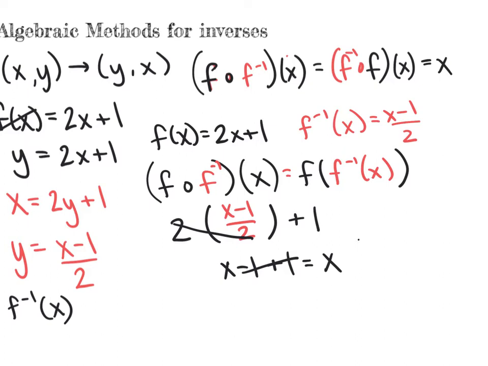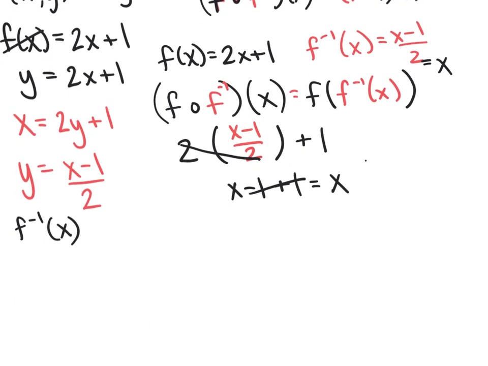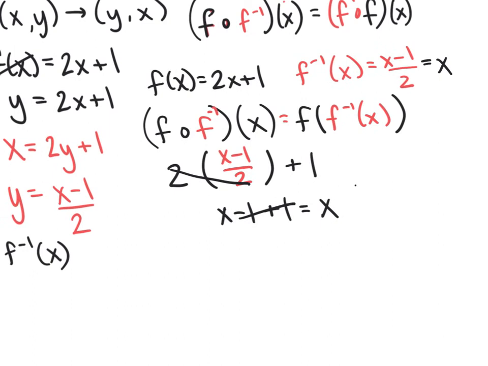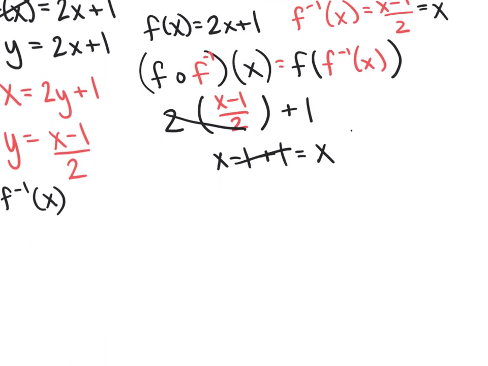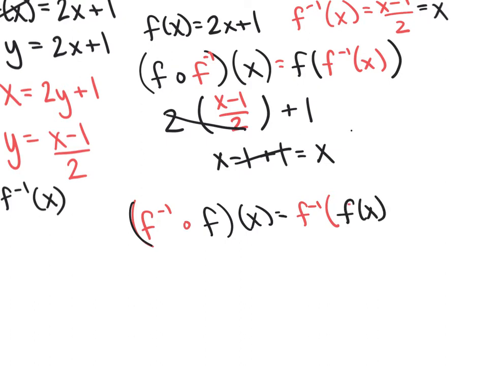And so if I check the other way, if I check the other part of this, which is the f inverse going first now. Let's do that way next. So f inverse of f of x. And remember, this just means take f inverse on the outside and take the f of x function on the inside. This should also equal x.